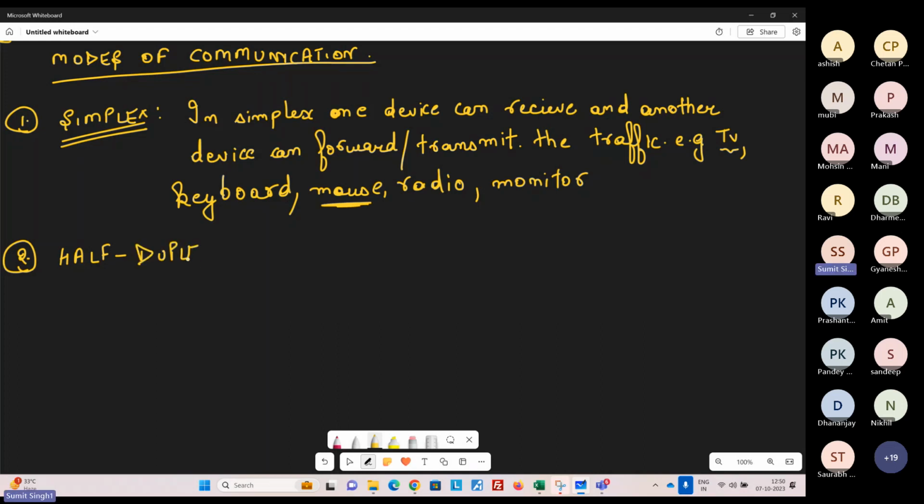Guys, wherever you feel like you're not understanding, let me know. We'll repeat again, because these are very basic things. These need to be cleared.